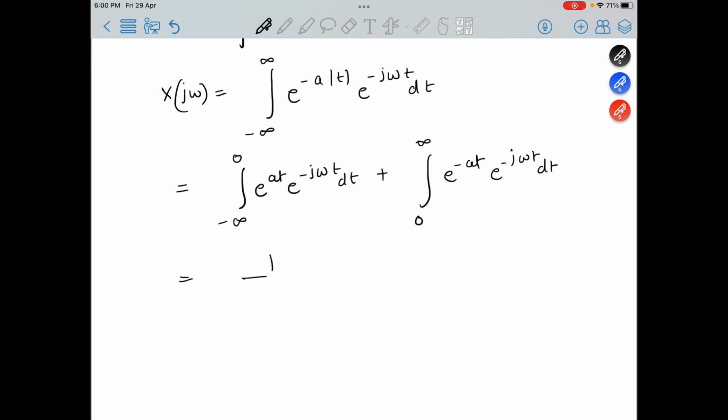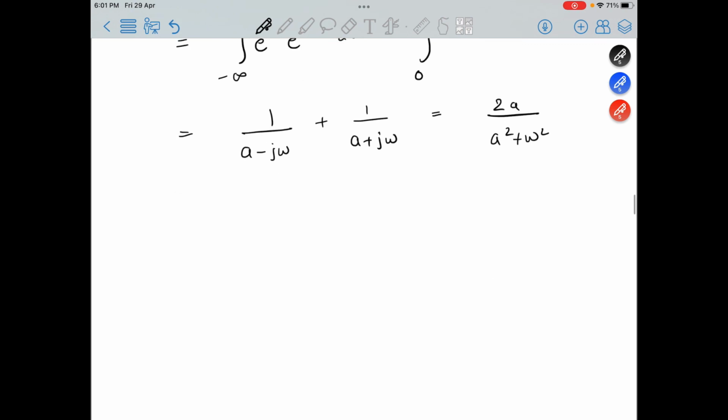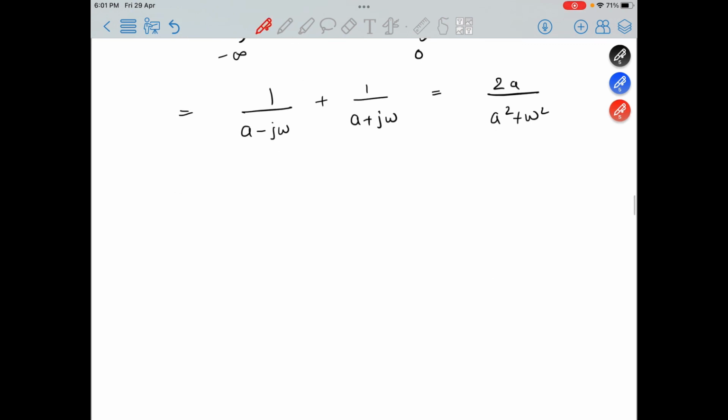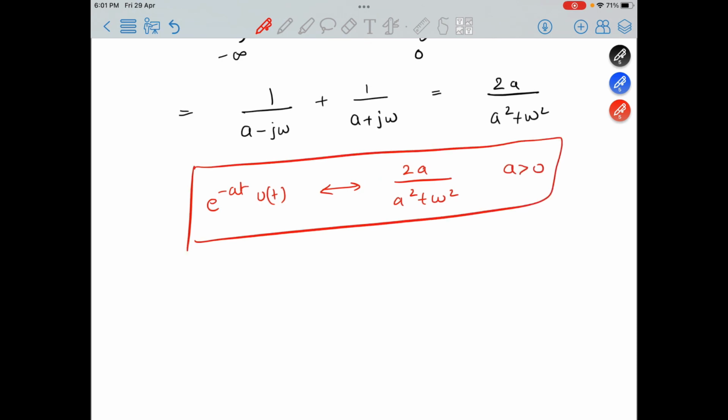We will get an expression of 1 by a minus j omega plus 1 by a plus j omega, and that will be equal to 2a by a squared plus omega squared. So, the Fourier transform of e raised to the power minus a mod t will be equal to 2a by a squared plus omega squared for a greater than 0. This is a very important formula and can be used throughout the course.